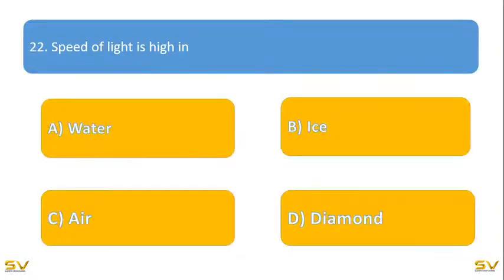Speed of light is high in, so where is the speed of light high? In water, in ice, in air, or in diamond? So where is the speed of light high? Air, ice, water, or diamond?